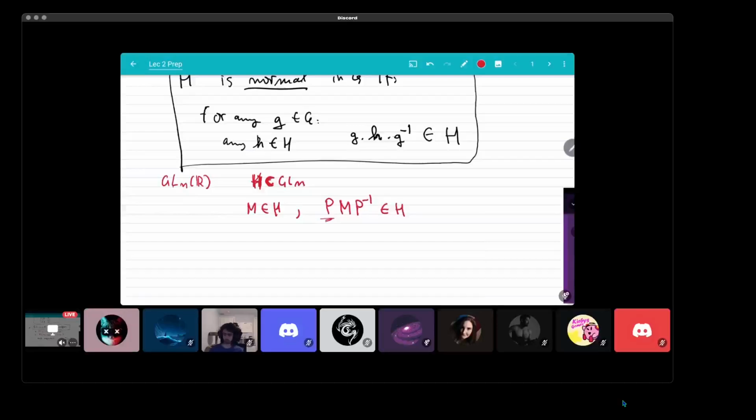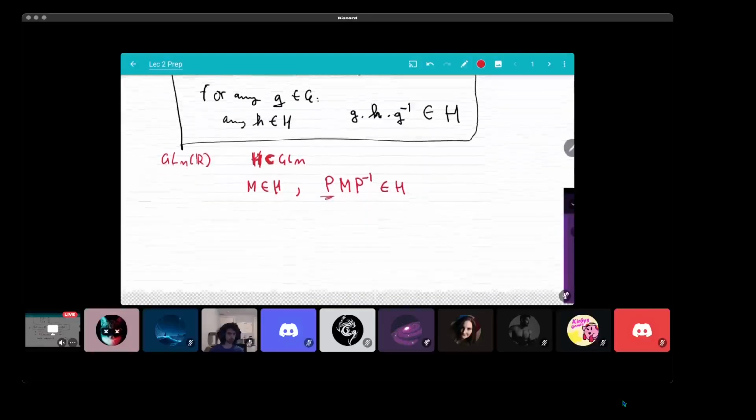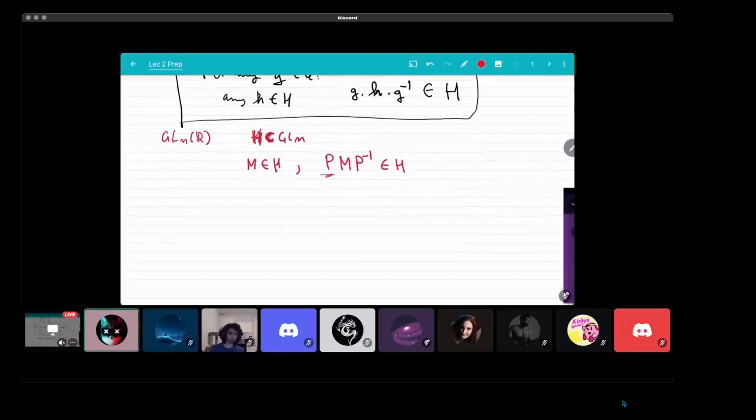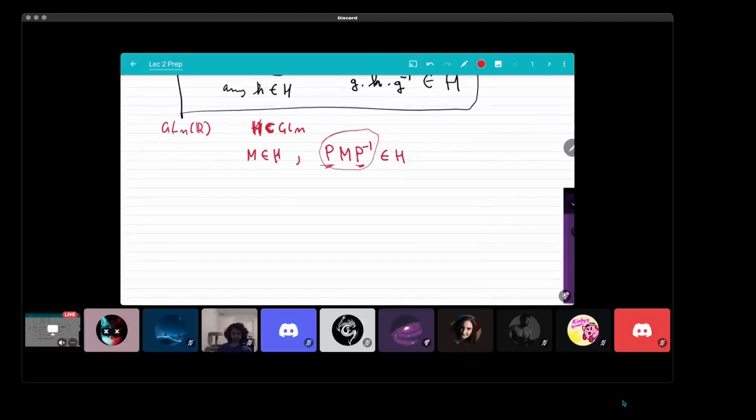And especially for those who have seen some linear algebra, for example, if P is a change of basis matrix, it means that if this is a change of basis operation, which happens in linear algebra, if we change the basis, the subgroup is stable under that operation.